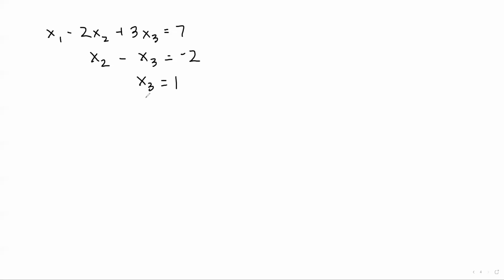And so backward substitution, we want to take this and substitute above. So we're going to have x2 minus 1 equals -2. So x2 is going to equal -1. And then once we've got these two, backward substitute again to the guy above.